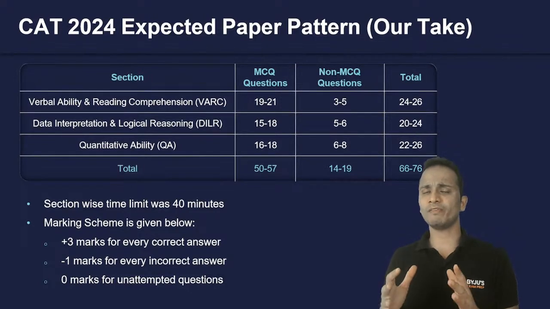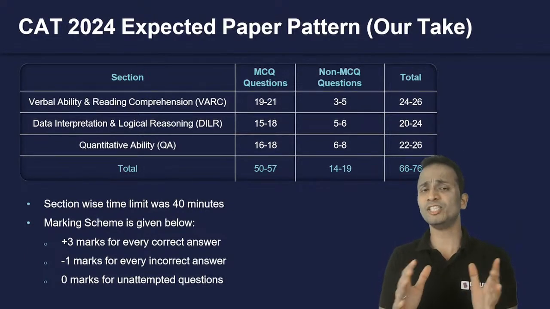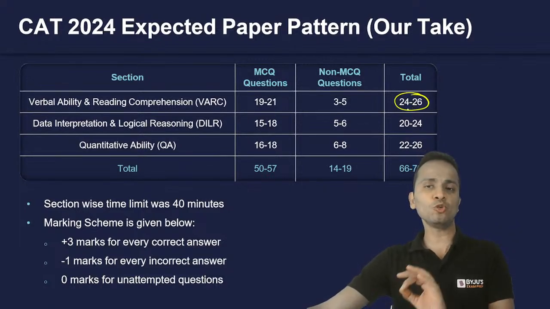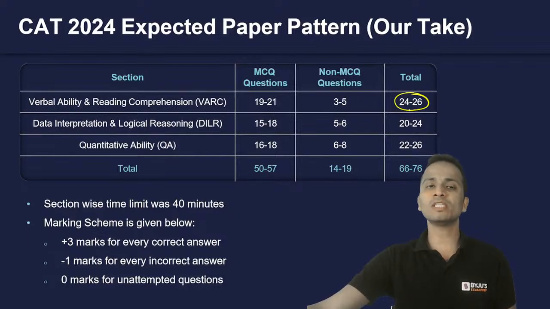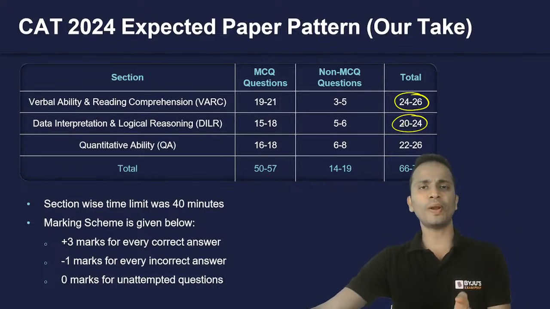So we understand whatever the pattern of CAT was up till 2022. On the basis of that, this is our take on the expected pattern for CAT 2024. Once again, CAT 2024 is expected to be divided into three sections. Section number one, verbal ability and reading comprehension, VARC in short. In total, this section may have 24 to 26 questions. Moving on to the second section, data interpretation and logical reasoning, this may have questions in the range of 20 to 24. And the QA section may have questions in the range of 22 to 26.